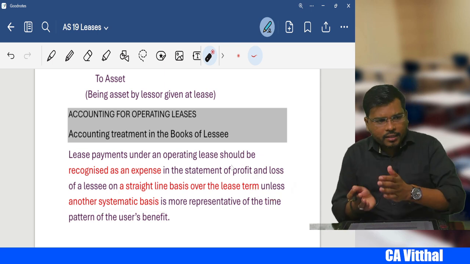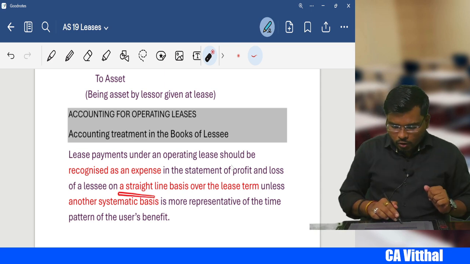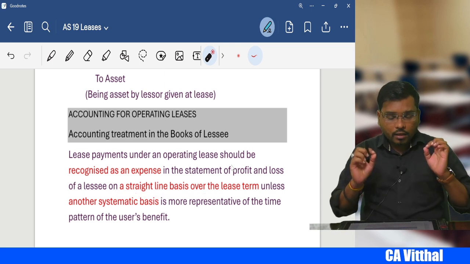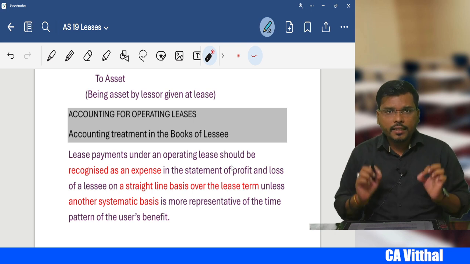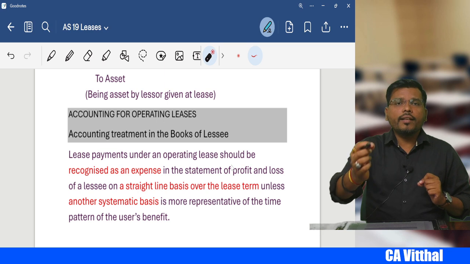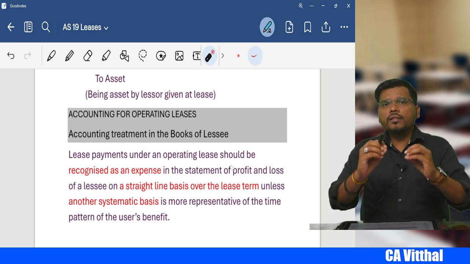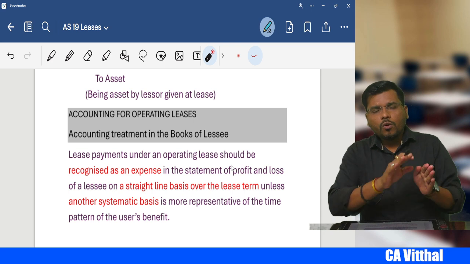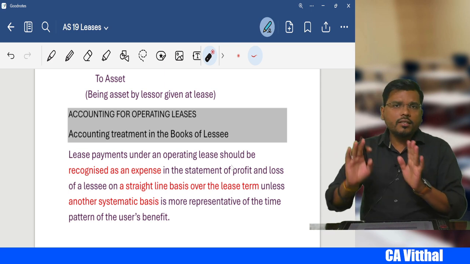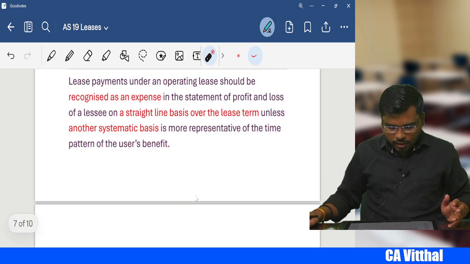If you have any other way to record, you can record that way, otherwise you can record on a straight line basis. But always remember, in case of operating lease, the lease rental, that is whatever the lessee is paying to the lessor, is an expense for the lessee, and it has to be recorded in the statement of profit and loss on a straight line basis over the lease period, or on some other systematic basis.